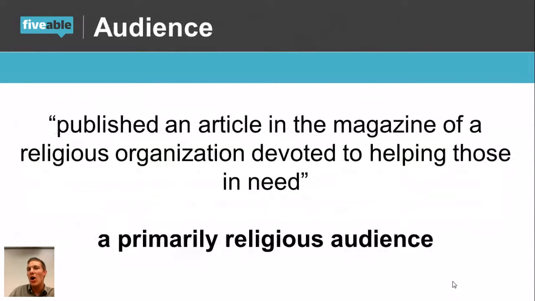So what I get already from the background info is this quote. Chavez published this in an article in the magazine of a religious organization devoted to helping those in need. So what I can take away, and this is a nuanced way that I've worded it, is a primarily religious audience. If I said his audience is Christians, well, that's true, but I just want to be a little bit more nuanced than that. Not every single person reading this might be, but that's certainly the target audience. So that's why I use the word primarily there. I'm just showing I've got a nuanced understanding here.